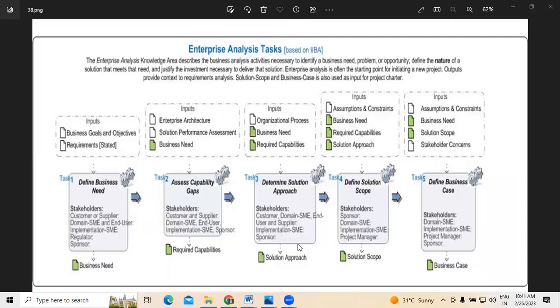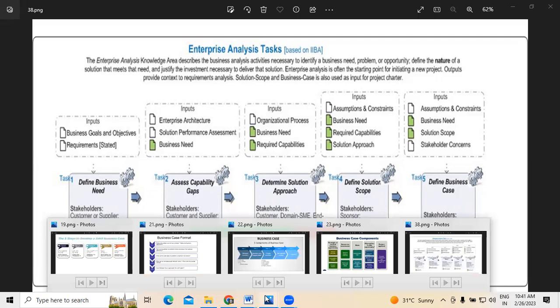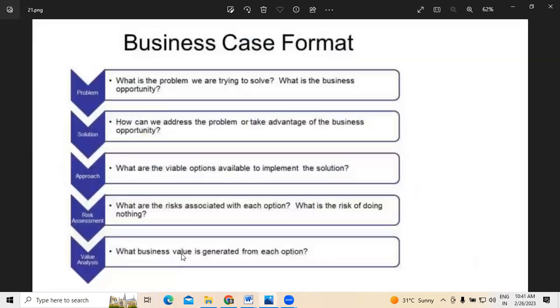So this is what comes under enterprise analysis. You need to define the business need. You need to assess the capability gaps. You need to determine the solution approach. You need to define the solution scope. You need to define the business case. If you want to define a business case, there are some points we have to consider. Those points are as follows, as I mentioned to you.